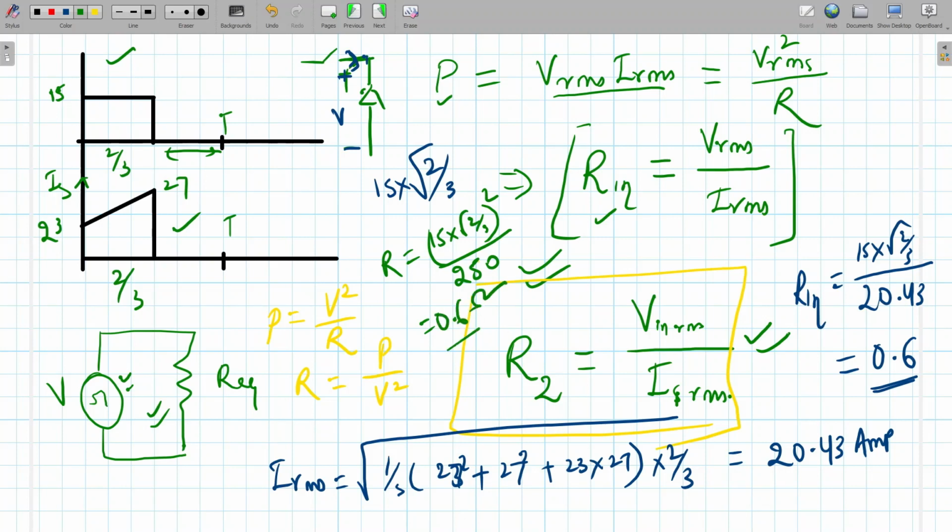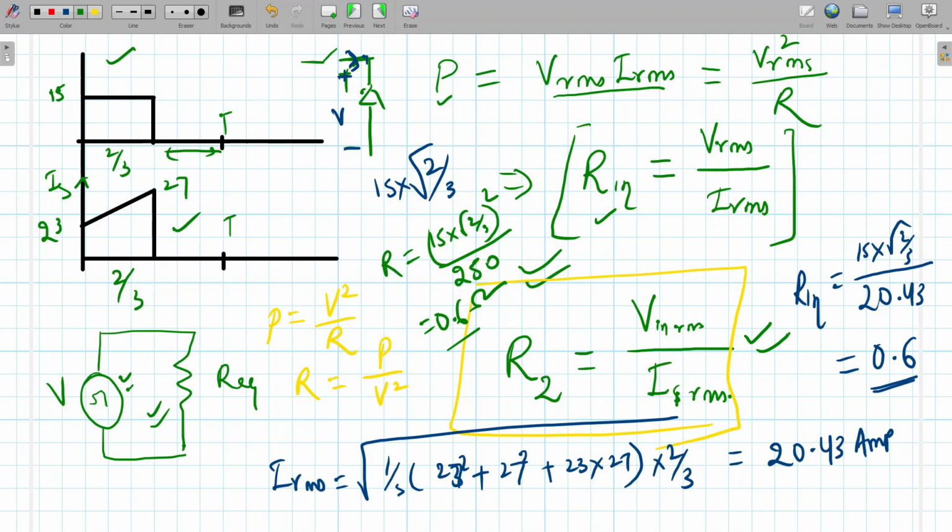See, so this thing we have to clarify: where to take RMS and where to take average. So in the first case, why have we taken RMS current? Because one voltage source was continuous, and what we are observing across the diode, that voltage is also variable and current is also variable. So in that case, we have to take the RMS value of these two. So we will get this as 0.6 ohm. 0.6 is correct. Everyone has calculated this one.